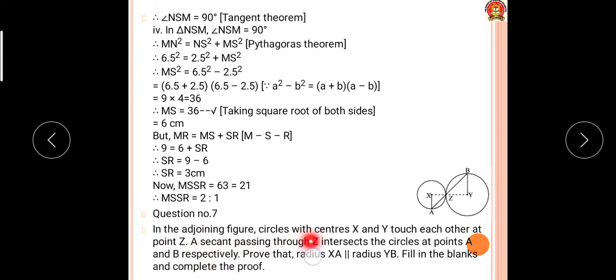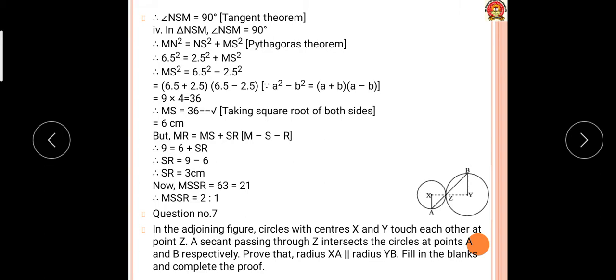In the adjoining figure, circles with centers X and Y touch each other at a point Z. A secant passing through Z intersects the circles at points A and B. At the points A and B, this is the secant which intersects the circles, passing through A and B. Prove that radius XA is parallel to radius YB. Fill in the blanks and complete the proof.